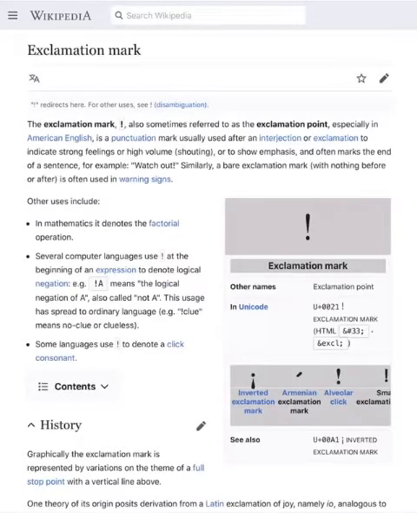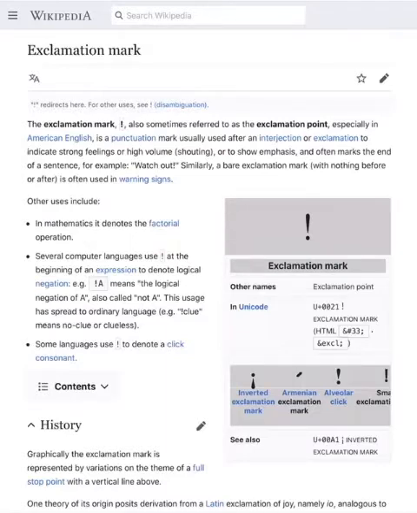Exclamation mark. The exclamation mark, also sometimes referred to as the exclamation point, especially in American English, is a punctuation mark usually used after an interjection or exclamation to indicate strong feelings or high volume, or to show emphasis, and often marks the end of a sentence, for example, "Watch out!"